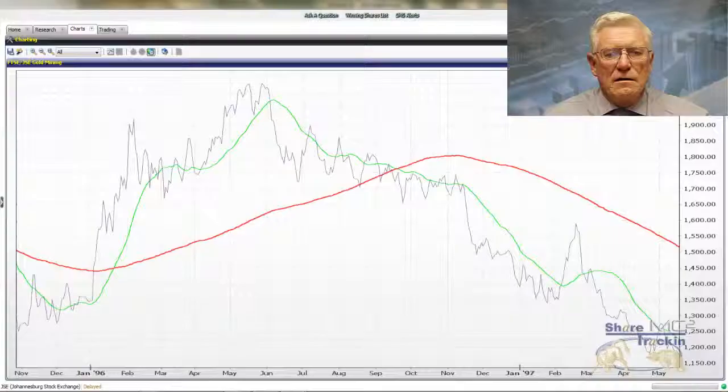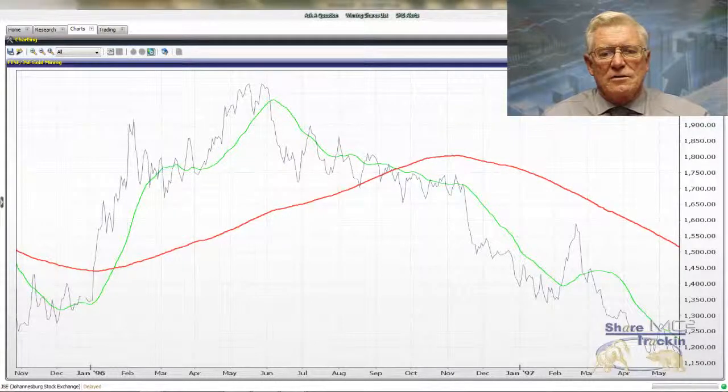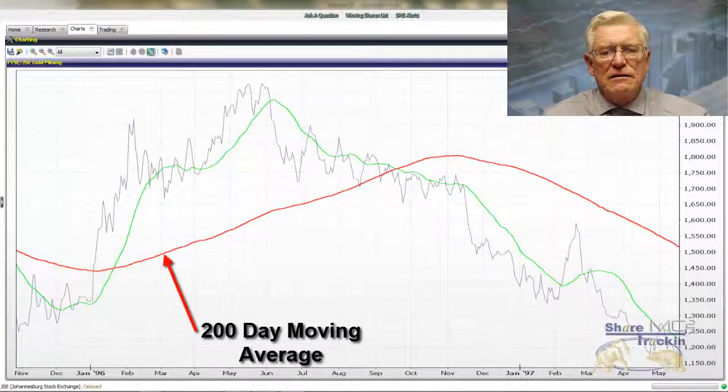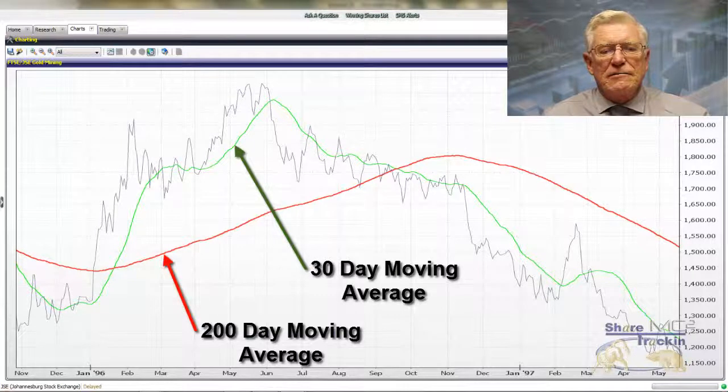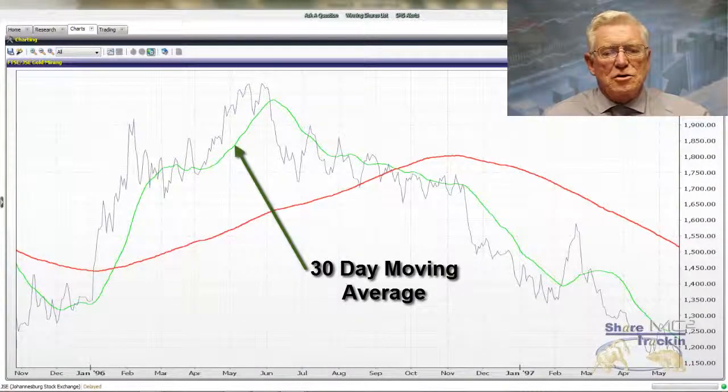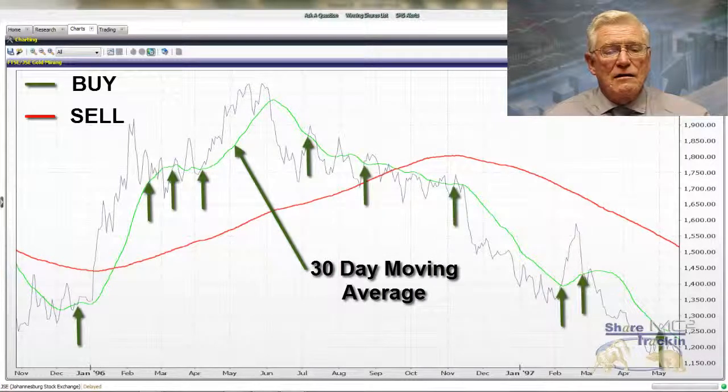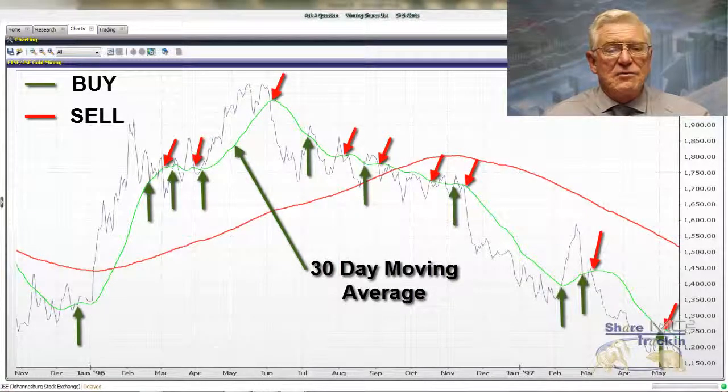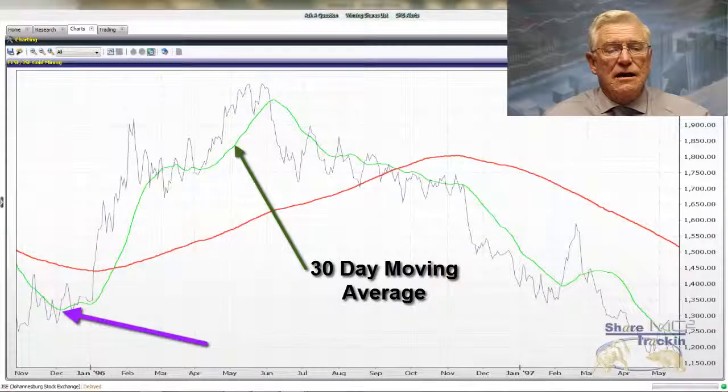Now let us consider an example from the actual market. Look at this chart. Here you can see the JSE Gold Index with a 200-day moving average in red and a 30-day moving average in green. Notice how the shorter 30-day moving average follows the index much more closely than the 200-day moving average and gives far more signals, both buy and sell. The 30-day moving average also gives its signals much earlier than the 200-day moving average, as you can see here and here.